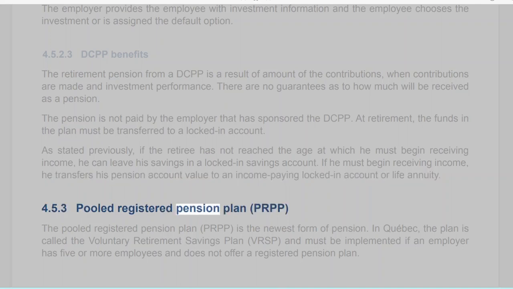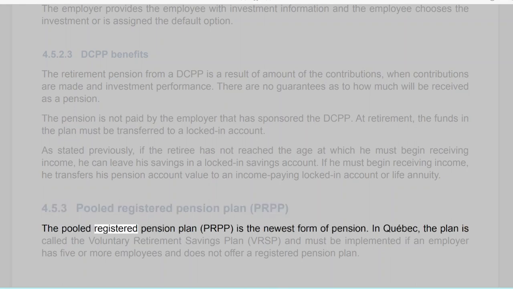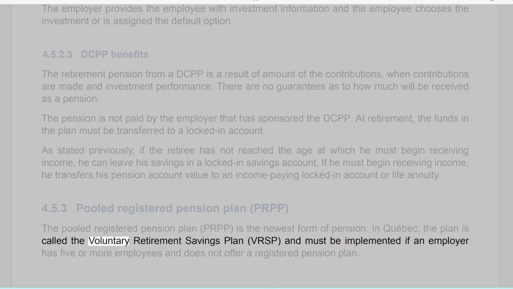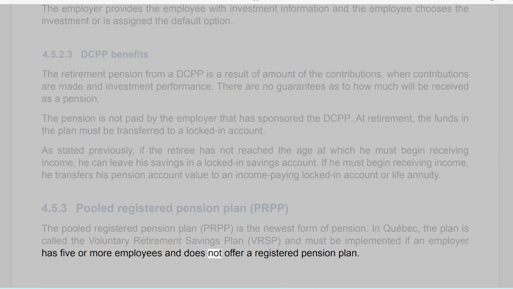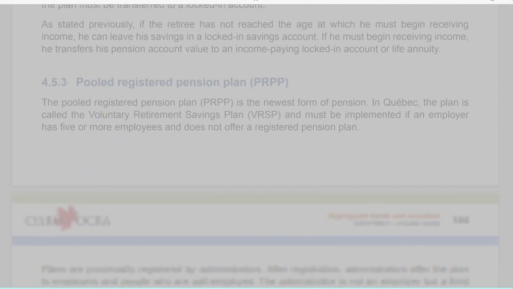4.5.3 Pooled Registered Pension Plan, PRPP. The Pooled Registered Pension Plan, PRPP, is the newest form of pension. In Quebec, the plan is called the Voluntary Retirement Savings Plan, VRSP, and must be implemented if an employer has five or more employees and does not offer a registered pension plan.